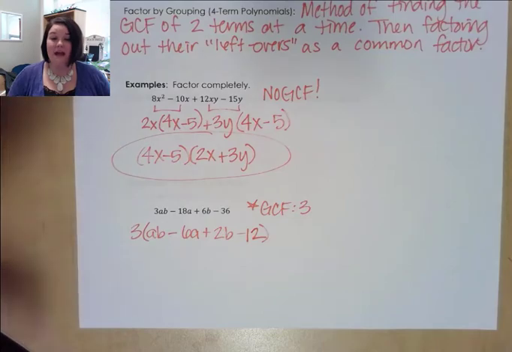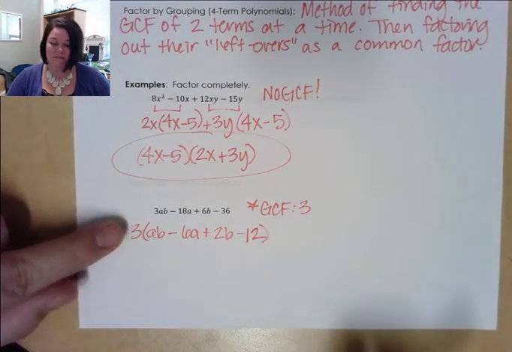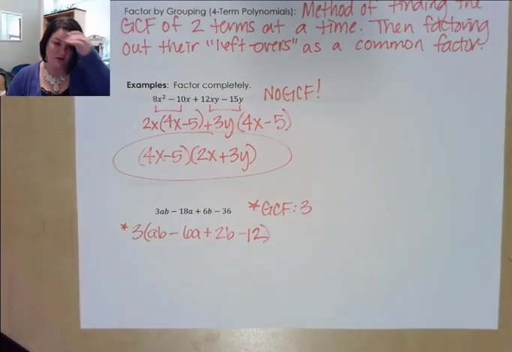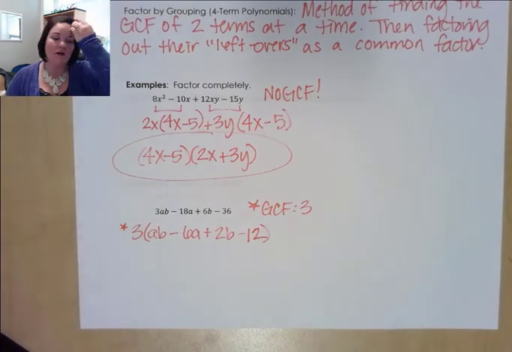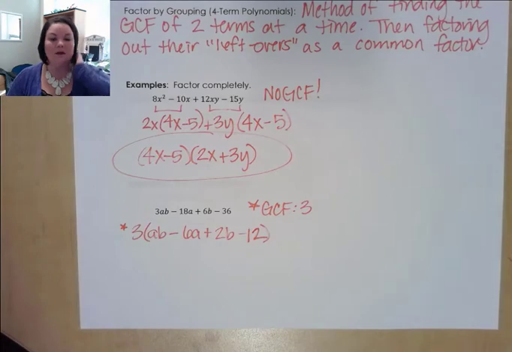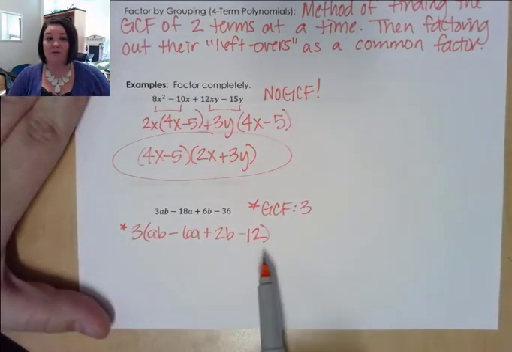All right. So now that I've taken this 3 out, I'm just going to forget about it for just a second. It's good to put a star there just so you remember to put it on your answer, but for the sake of working this problem, we're just going to ignore it for a minute so that we can go ahead and factor out the 4 terms.